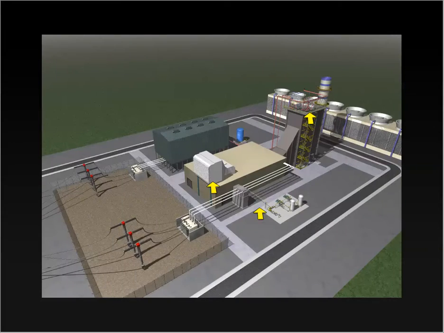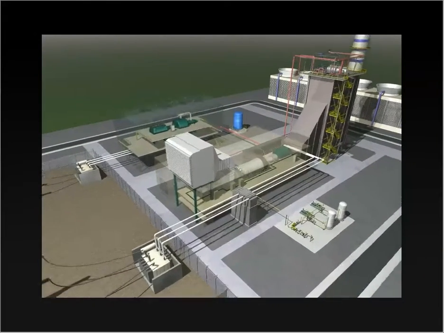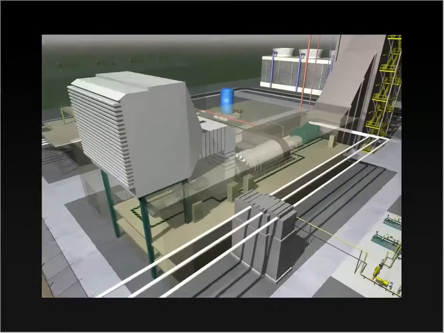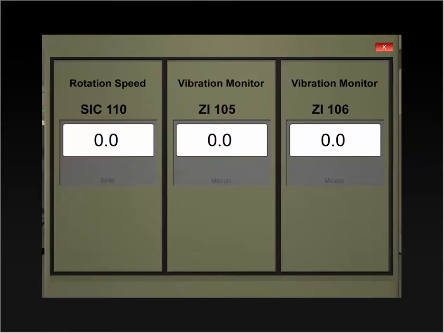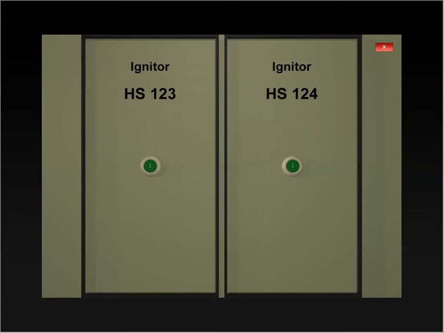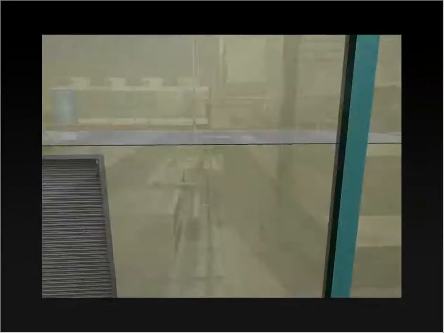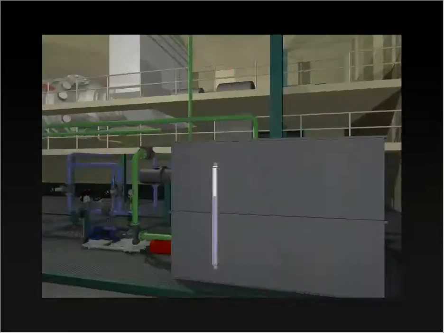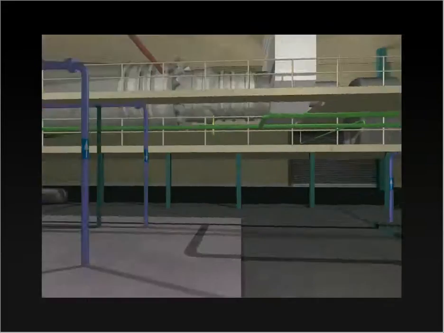Now, we will head to the gas turbine and get a view of the compressor turbine system. Here, the vibrations can be monitored. In addition, the igniter statuses can be monitored. Now, we will go inside the turbine and get a different view, as we will see the gas turbine as well as a condensate system.